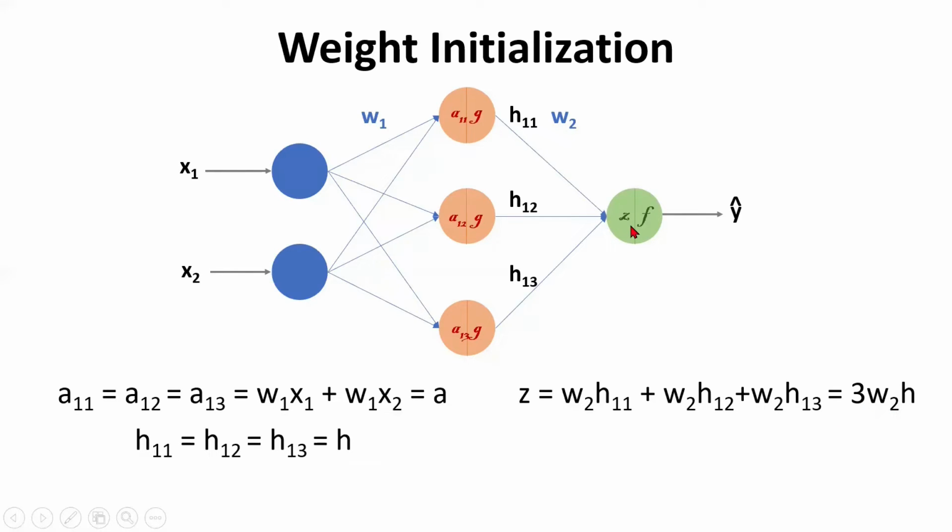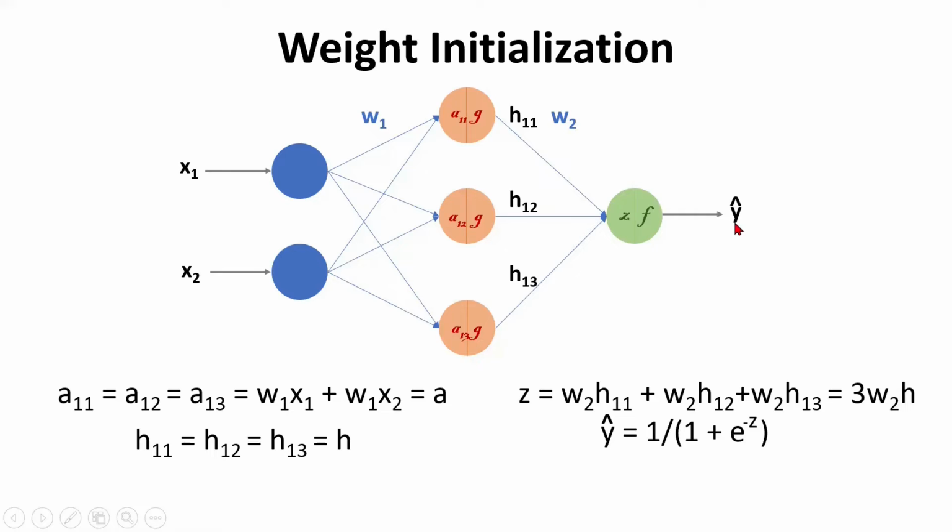Now imagine the Z going as an input to a sigmoid for a binary classification problem. This Y hat is going to be 1 over 1 plus e raised to the power negative Z, where Z is 3 times W2H. So this piece that we discussed just so far is the feed-forward neural network. We started from the inputs and we have come to the prediction stage.